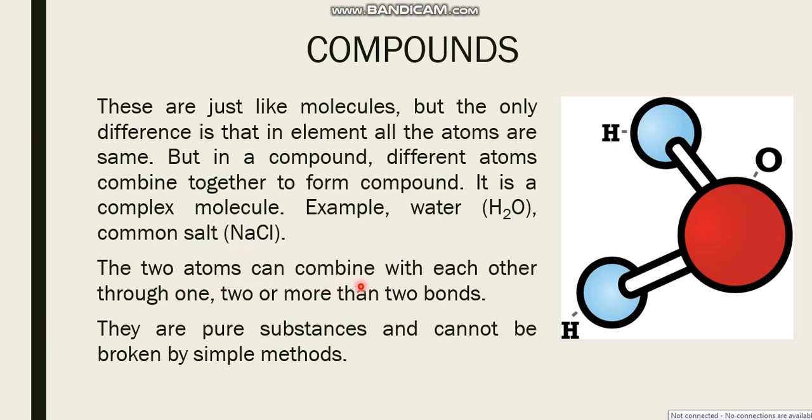Now the two atoms combine with each other, and these can combine through more than one bond also. Like in this example, oxygen is combined with hydrogen with a single bond. This is a bond between the two atoms. Similarly is over here. But in some of the compounds we see that they are connected through two or three bonds also. They are pure substances and cannot be broken by simple methods. If we try to break this water molecule into hydrogen and oxygen, we are unable to break it. The main reason is that these are stable.